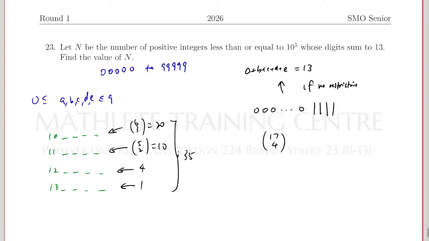But then what we need to do is take the 35 and multiply by 5, because this can happen not just to the first digit, but also to the second digit, third digit, and so on. So 35 times 5, and then we just subtract it from 17 choose 4. I'm going to skip over the calculation. You can see that this is just 2205.